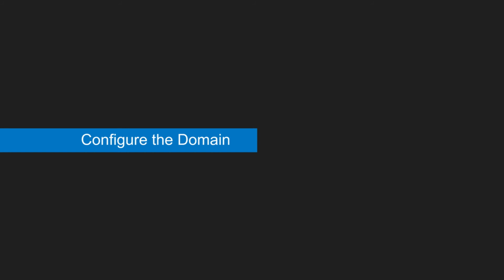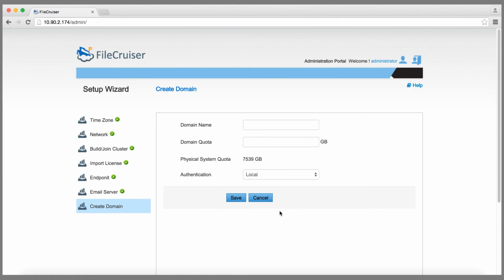Step 7. Configure the domain. 1. Enter the domain name used for login to FileCruiser, or click Cancel to set this up later. 2. Enter a capacity amount to use for the entire domain. 3. Choose the authentication type, but in this video we use a system-built one, which is local. 4. Click Save to apply the settings.